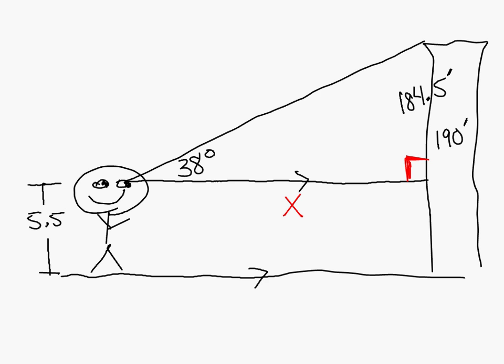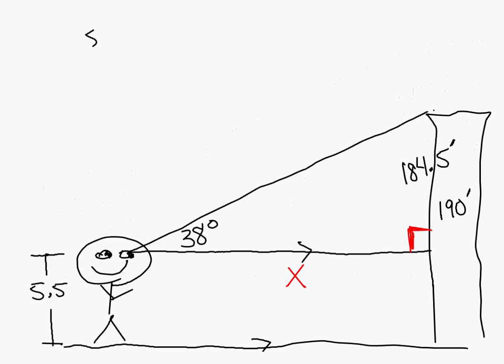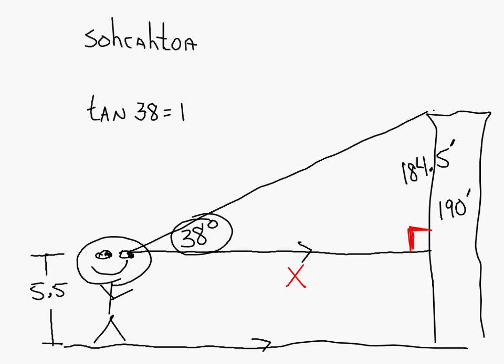So if we go back to SOHCAHTOA from last week, in relation to this 38-degree angle, we've got opposite and we're looking for adjacent. So that becomes tan 38 equals opposite over adjacent.